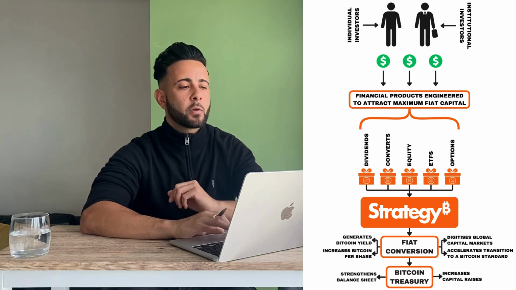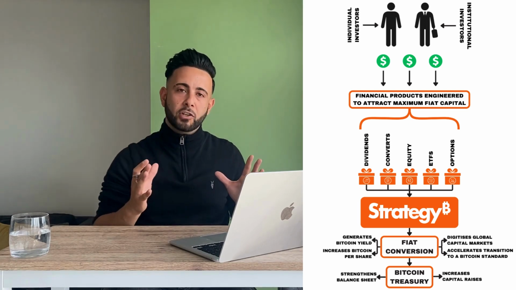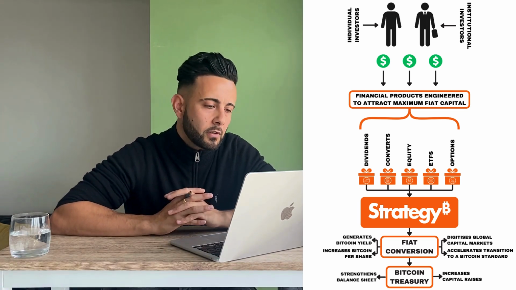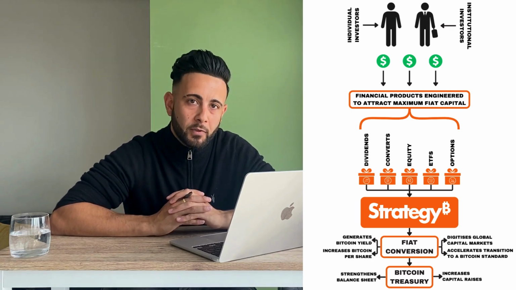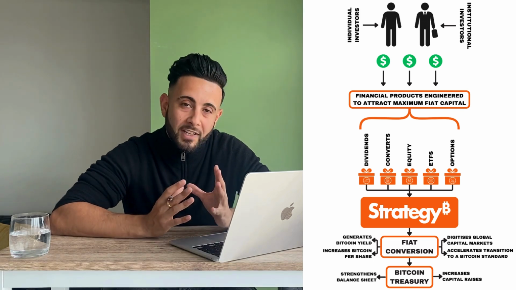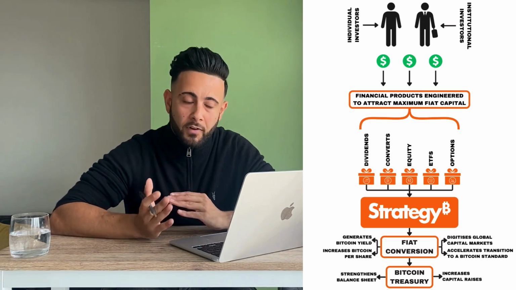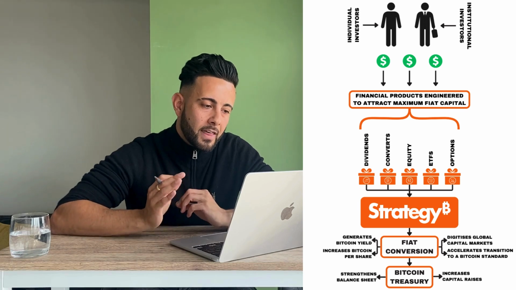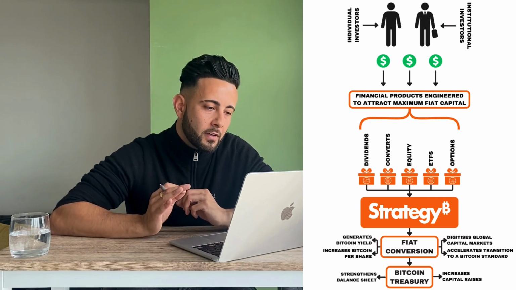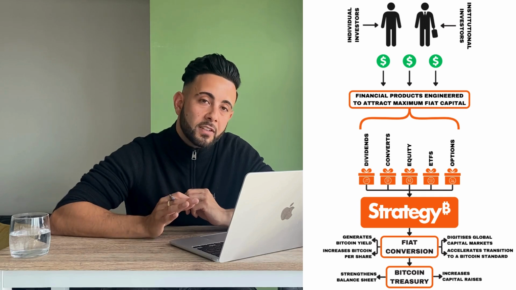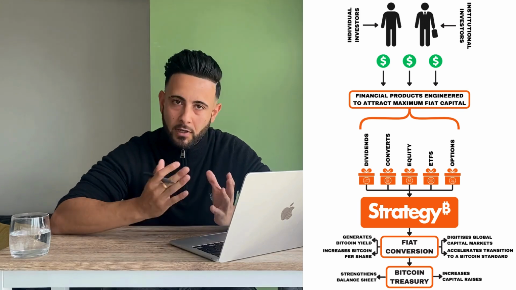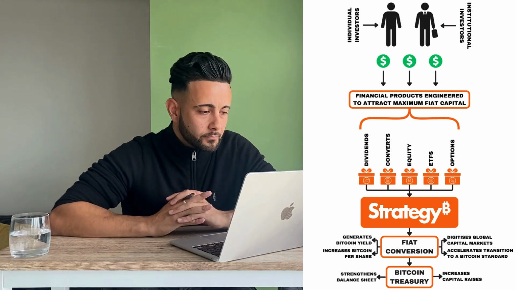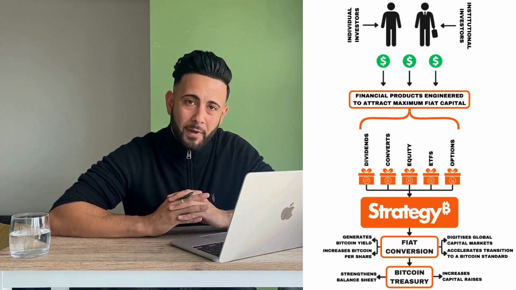So again, just to summarize the graphic, strategy creates financial products to attract investors. Investors deploy capital into those products. Strategy then takes that capital and converts it into Bitcoin. That increases the size of strategy's treasury, strengthens their balance sheet, and enables them to raise even more capital, and then the cycle repeats. So hopefully that will make sense.